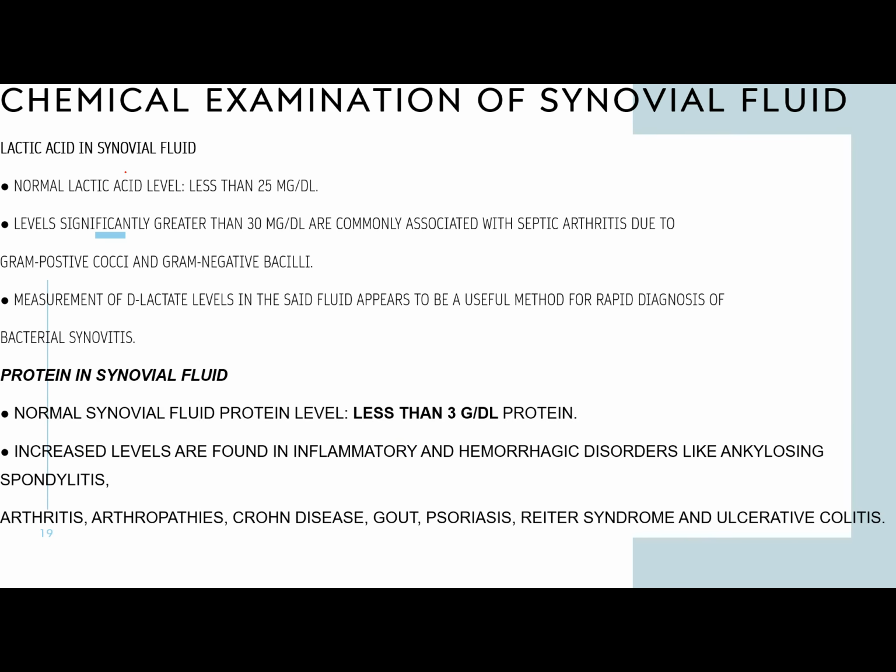Then we have your lactic acid. So whenever there would be lactic acid, class, there would be bacterial infection. So normal lactic acid level is less than 25 milligram per dL. Levels greater than 30 milligram per dL are associated with septic arthritis due to gram-positive cocci and gram-negative bacilli. Measurement of D-lactate levels in the synovial fluid appears to be a useful method for the rapid diagnosis of bacterial synovitis.